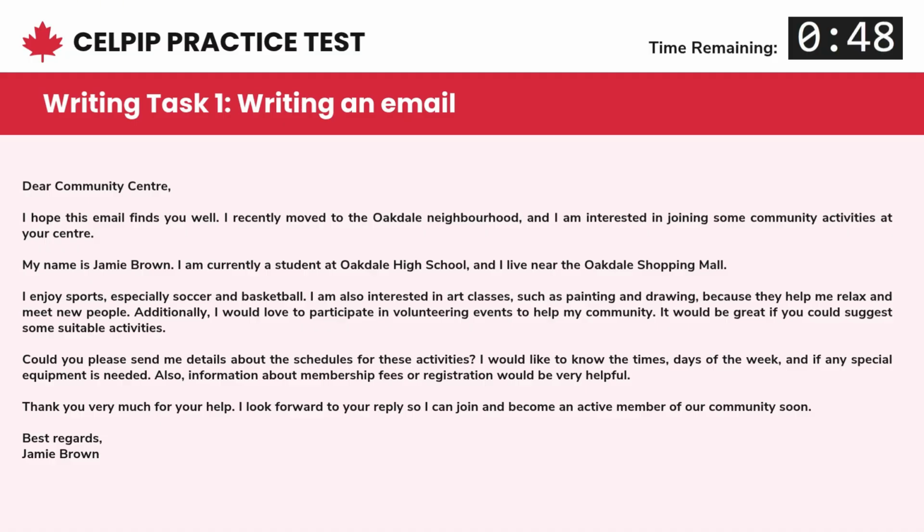The email is organized effectively, starting with a polite greeting followed by clear paragraphs. The tone is formal but friendly, suitable for contacting a community center. Short and clear sentences make the email easy to understand. The writer uses helpful linking words like especially, also, and additionally to smoothly connect ideas.